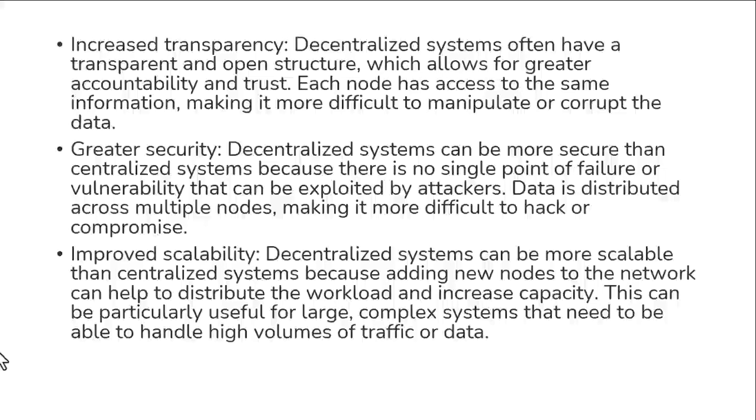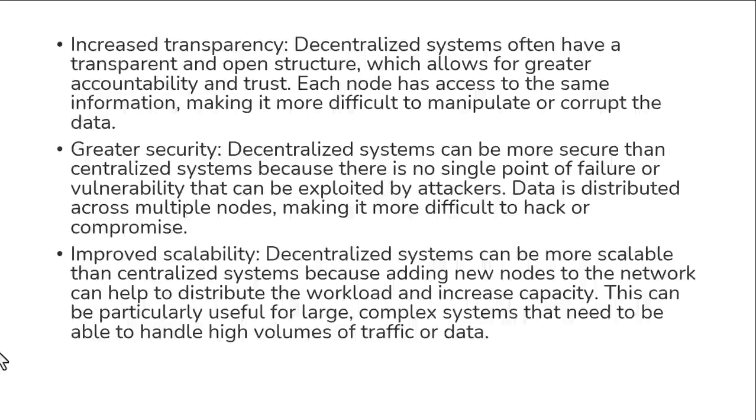Increased transparency: decentralized systems often have a transparent and open structure which allows for greater accountability and trust. Each node has access to the same information, making it more difficult to manipulate or corrupt the data. Greater security: a decentralized system can be more secure than a centralized system because there is no single point of failure or vulnerability that can be exploited by a hacker. Data is distributed across multiple nodes, making it more difficult to hack or compromise.